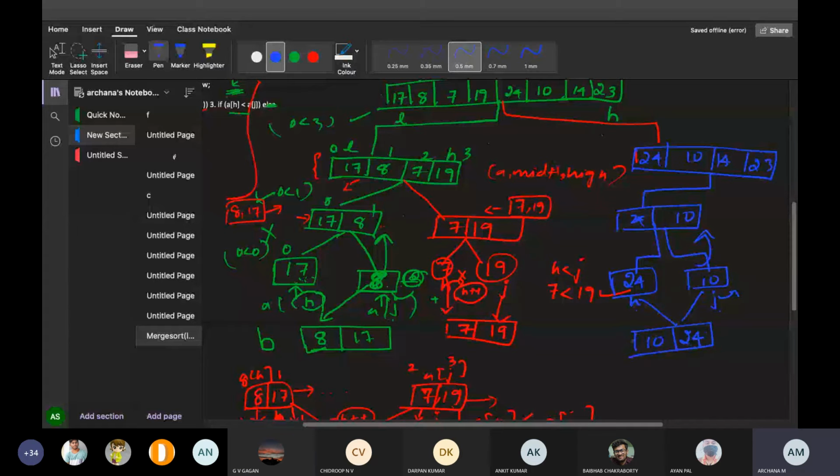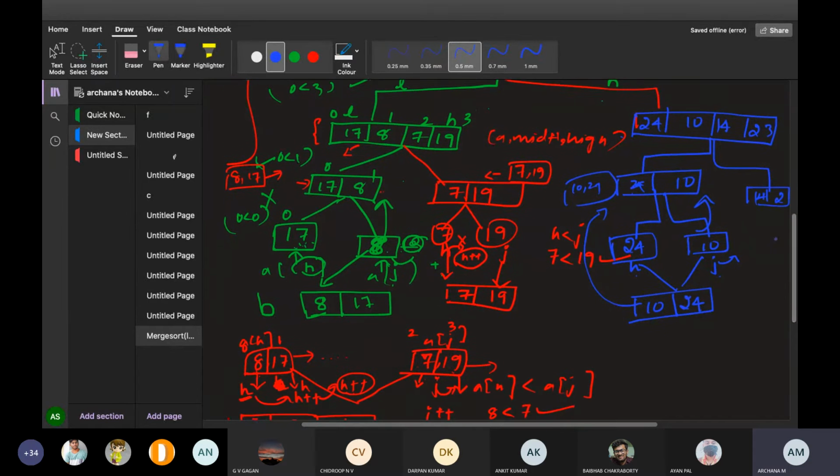Now I got here. After this, I'll get the solution of this, right? Now again, go back. This is what I did in the right hand, left hand side. Same thing will be followed here. So the solution of this is 10, 24. Now again, you divide this part into two halves, 14 and 23. Okay. Again, 14 will come, single array. Again, divide that into right hand side, 23.